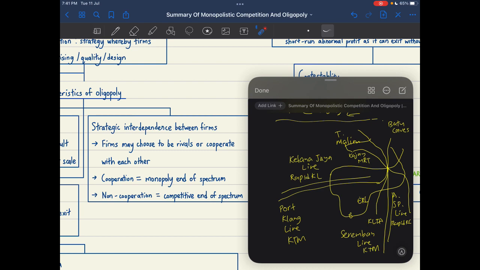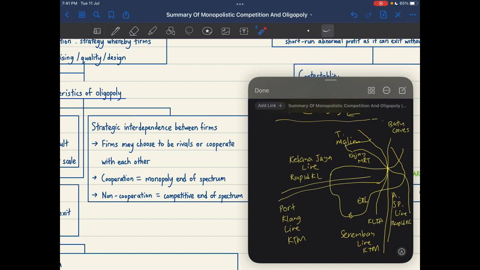And because the MRT is not owned by Rapid KL, but it's operated by Rapid KL, its service is actually integrated. This means that if you were to switch between MRT and LRT, it's paid to paid, which means that you do not need to exit the fare gates and enter another fare gate. So this brings convenience to a user.